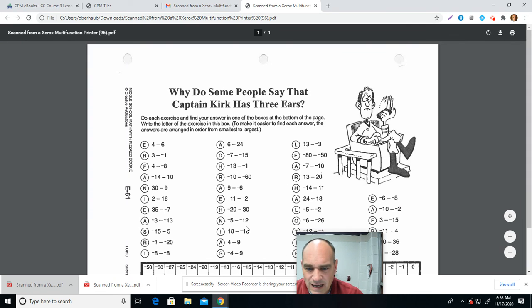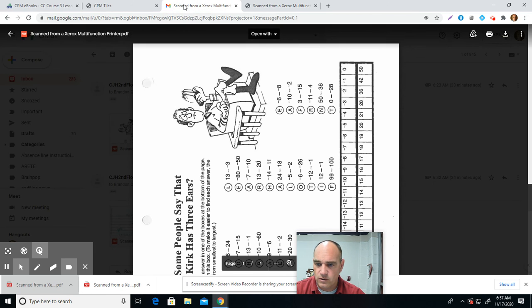All right, so we've got this worksheet right here. And notice we've got a lot of opposite of. Actually, everything is opposite of. So here's how I would like to teach this to you, and here's what I would like for you to do.